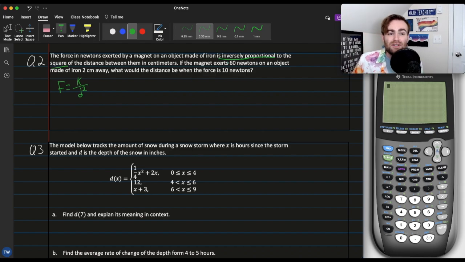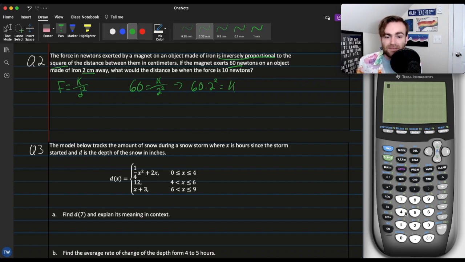If a magnet exerts 60 newtons on an object made of iron 2 centimeters away, what would the distance be when the force is 10 newtons? So it's giving us a way to calculate our constant. It gave us 60 newtons on an object 2 centimeters away. So 60 is equal to k divided by 2 squared. Or we can rewrite that as 60 times 2 squared is equal to our constant.